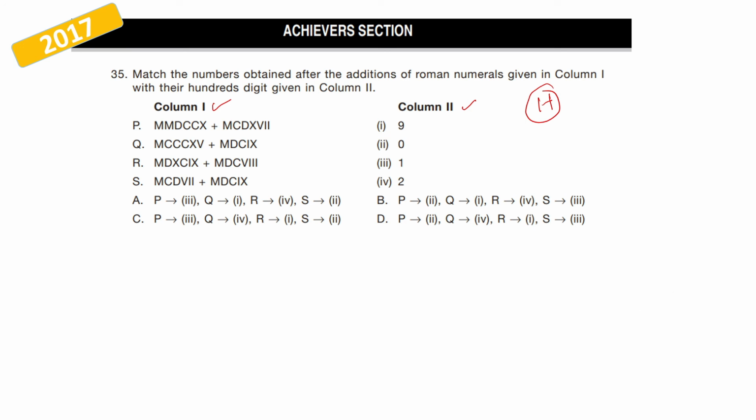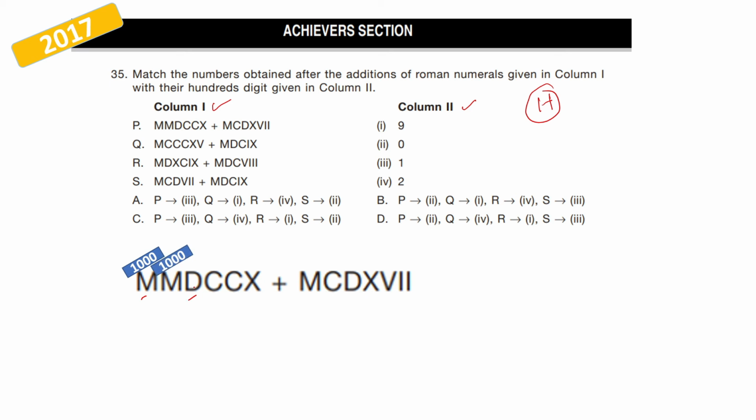Well, let's look at P. Now P has this addition of Roman numbers. Let's revise what they are. M is 1000, the other M is also 1000. D is 500, C is 100 and X is 10. So if we add all of this, 2610 is this Roman number.